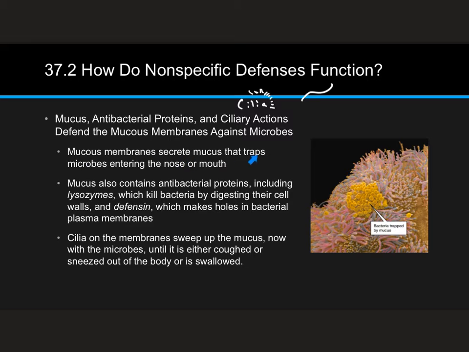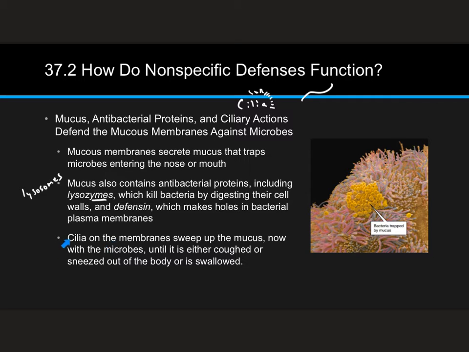So mucous membranes secrete mucus that traps microbes entering the nose or mouth. Mucus also contains antibacterial proteins, including something called lysozyme, which, if you remember, anything that ends in "-ime" is usually a protein, but these are coming from, you might remember, lysosomes from first semester as well, which kill bacteria by digesting their walls, and a protein called defensin, which makes holes in bacterial plasma membranes. So you get a protein called lysozyme and defensin, which can also break these things down. And that's happening inside of your mucus layers, okay?